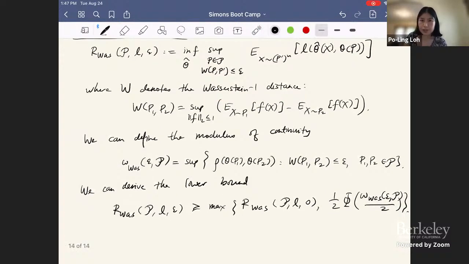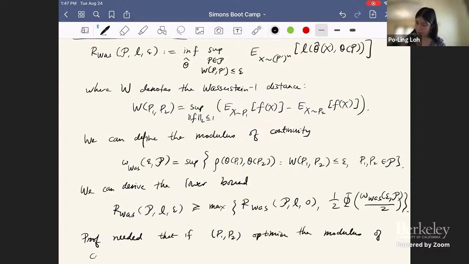Well, if you remember the way that the proof went for the Huber epsilon contamination ball, I needed, so the proof before and here as well, needed that if P1 and P2 optimize the modulus of continuity problem, program, which is this program up here, then there exists a distribution in both epsilon balls.